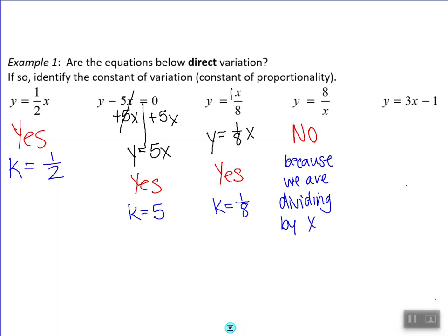The last one, we have y equals 3x minus 1. This is also not direct variation because we are subtracting 1. Anytime you are adding or subtracting a value so that your b is not 0, it is not direct variation.